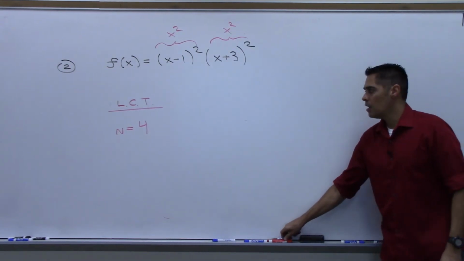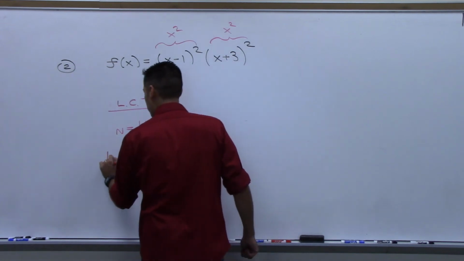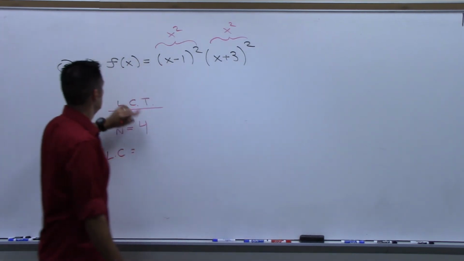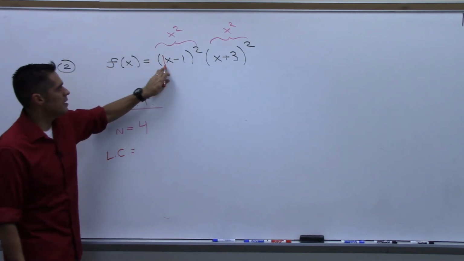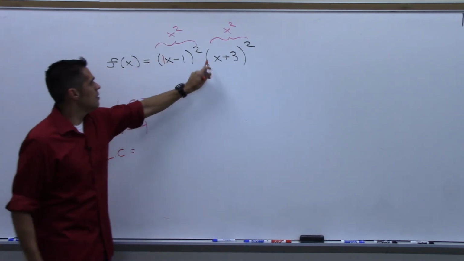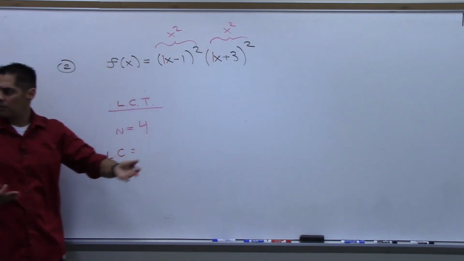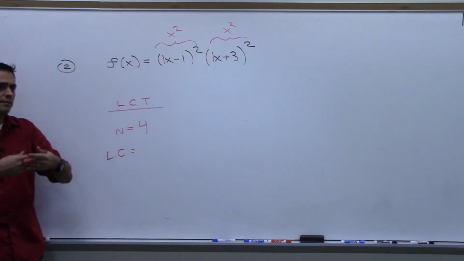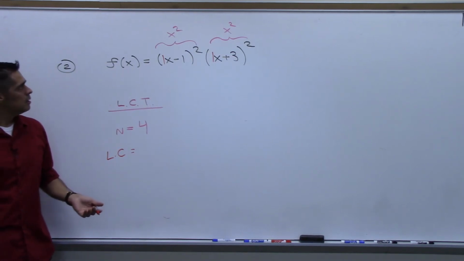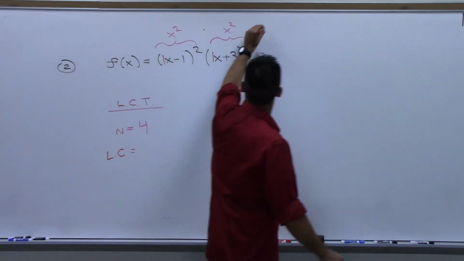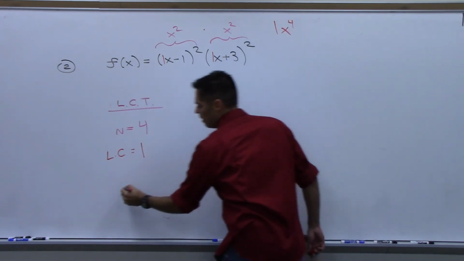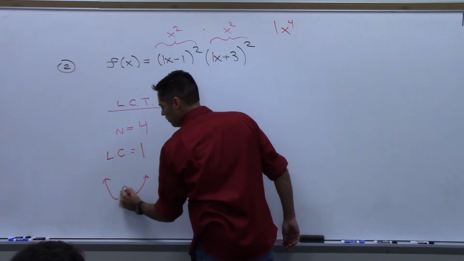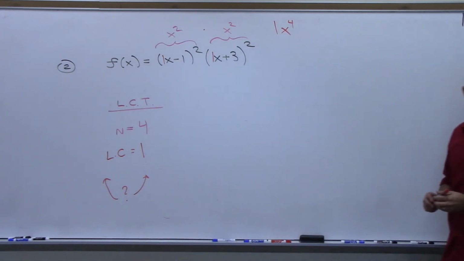Understand that? Further, the leading coefficient would be the number in front, positive 1. Because when you do x times x, you get positive x squared. When you do x times x again, you get positive x squared. X squared times x squared gives you positive 1 x to the 4th. So leading coefficient 1, so the left up, right up, like that. Left and right sides go up. Even power, positive leading coefficient.